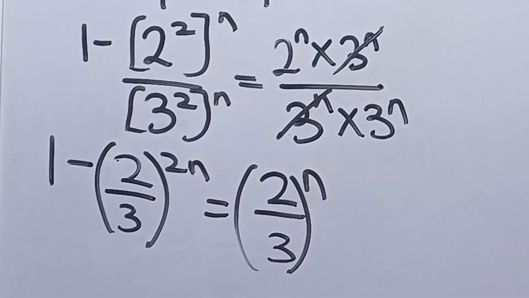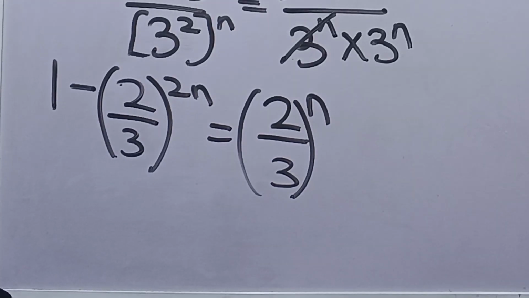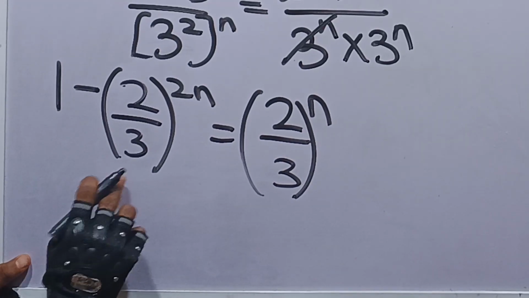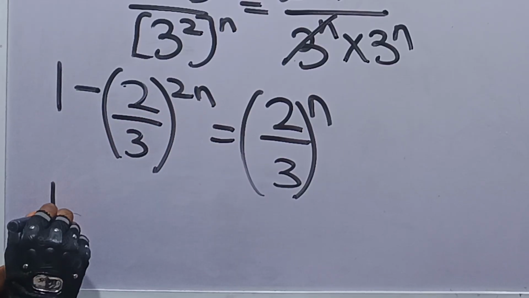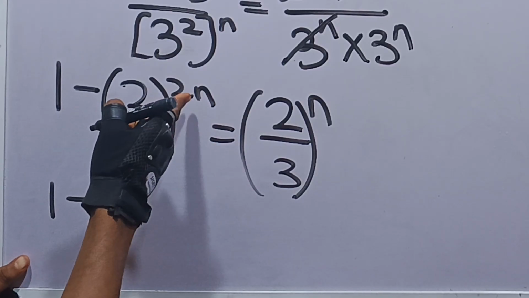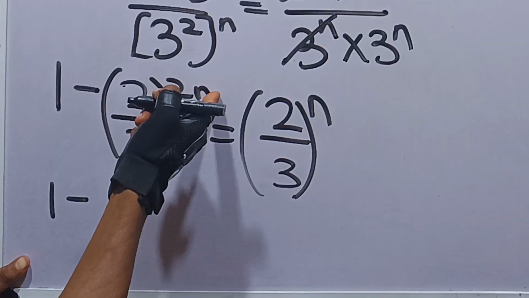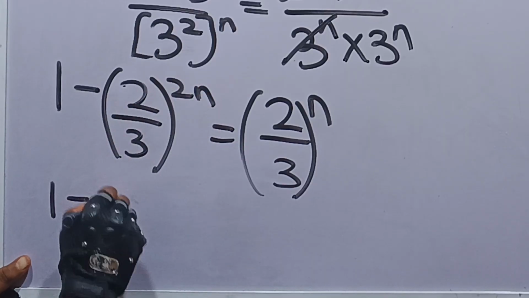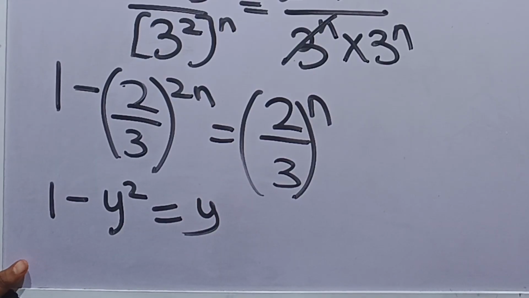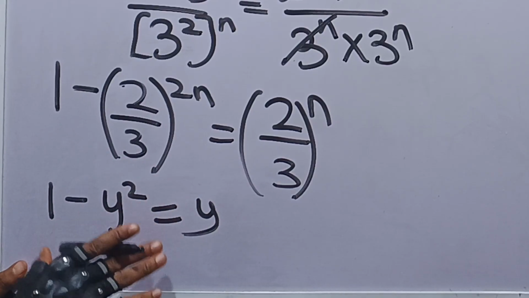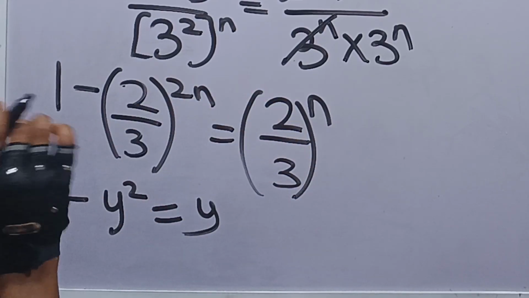Now from here, you can say something. Let 2 over 3 raised to power n be equal to y. So if this is y, we have 1 minus, this is 2 in the power multiplied by n, so this will become y squared, while this other one will be equal to y. Now let's solve this quadratic equation. We equate our answers to this to get the value for n.